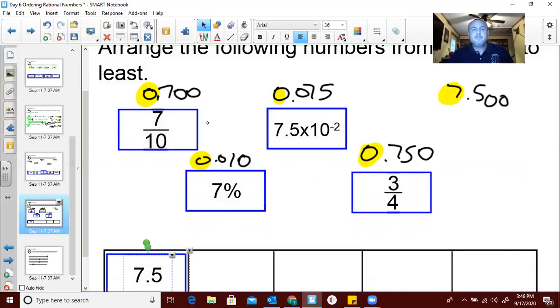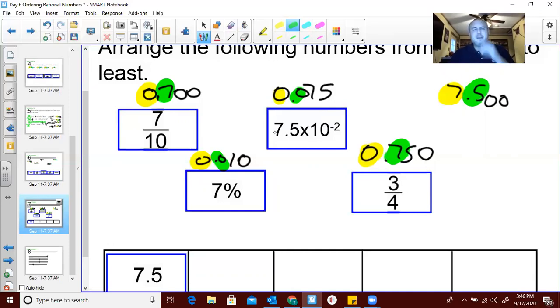Back to my highlighter. I have decimals in all these in the next spot. Then I have a 7, a 0, a 0, a 7, and a 5. I'm looking for biggest numbers, right? Biggest numbers to least. So I know that 7 is higher than 5, 5 is higher than 0. So let me mess with these 7s first.